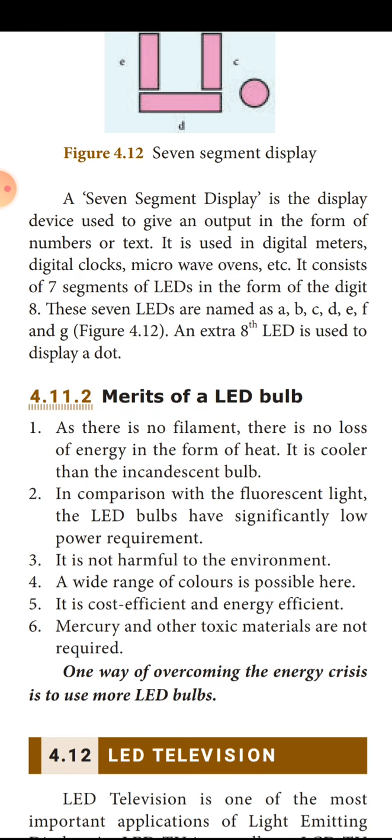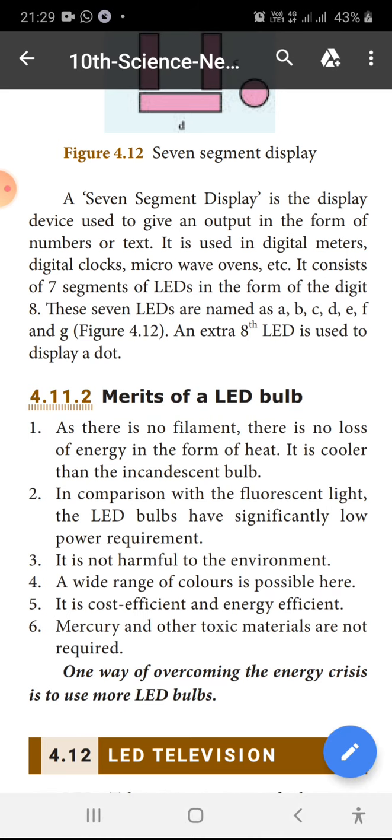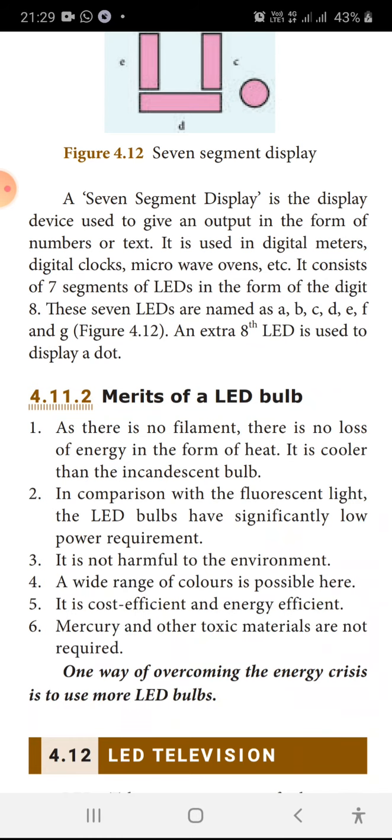For example, in functions we see the big white incandescent bulb, which produces a much larger amount of heat. In LED it won't produce heating. In comparison with fluorescent light, the LED bulbs have significantly lower power requirement. So the power we consume by using an LED will be less. The power is less, the heat is less, and it is not harmful to the environment. Because of heating, the environment is also becoming hot. The LED bulb won't be heated, so the environment will be safe.